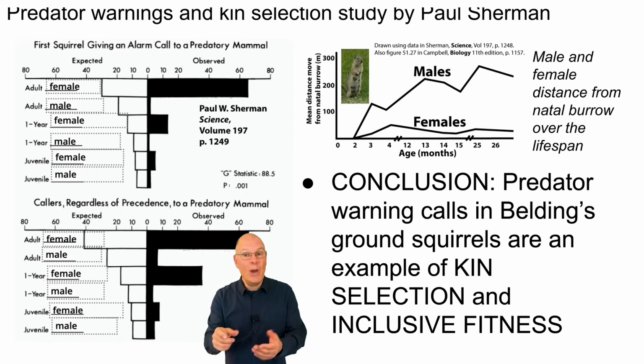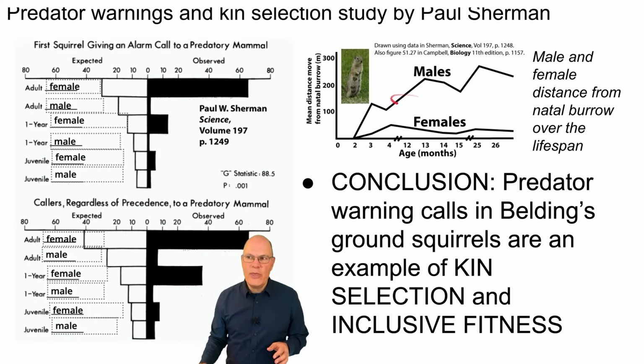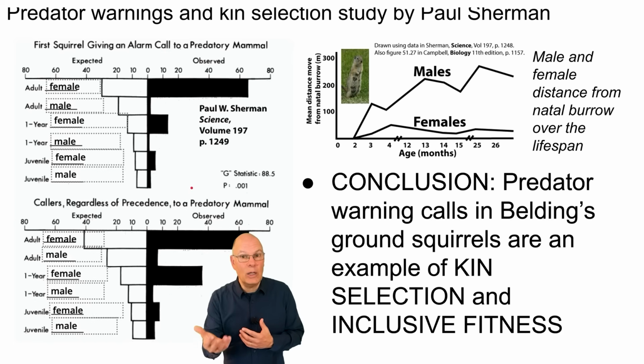And what you should take away in addition to this concept is the way that we used claim, evidence, and reasoning to pull this together, especially how you connect this piece of data to this piece of data to thereby conclude what we did about kin selection and inclusive fitness.